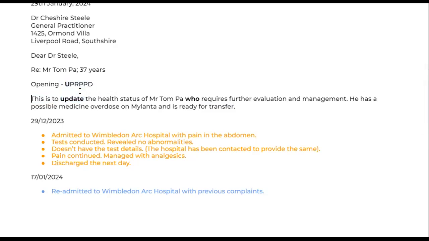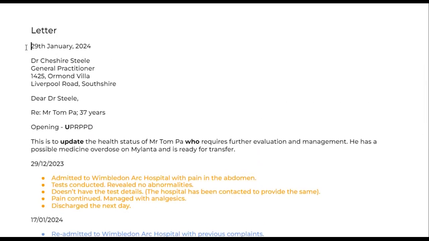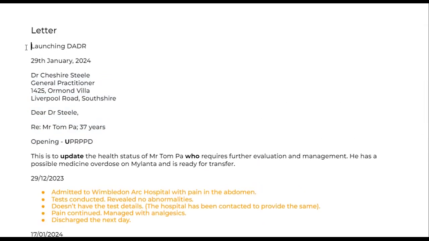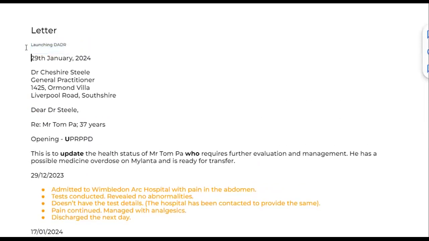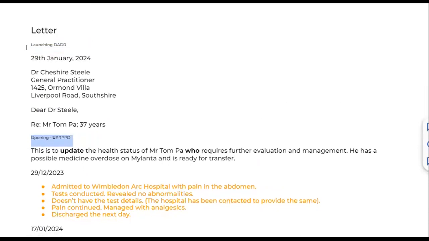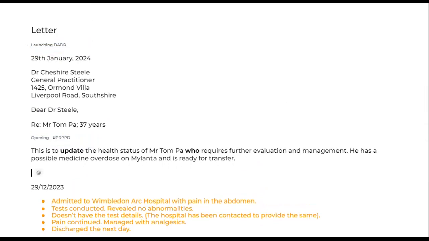Okay, so we have completed two parts of this letter. The first part is the launching part. Launching part is done with DADR. That is here. Launching of the letter is there. Second part is opening part. We selected UPRPPD for that. Now it is time for us to go to the next level, that is narration part.